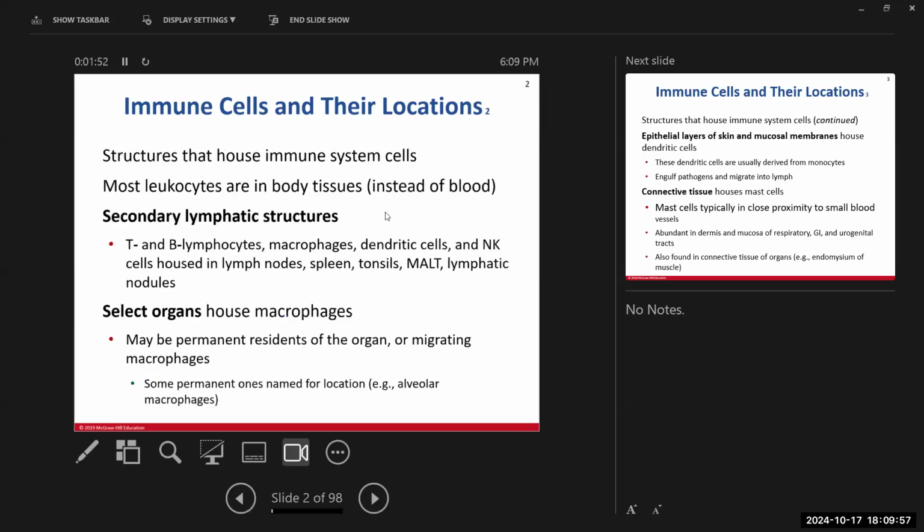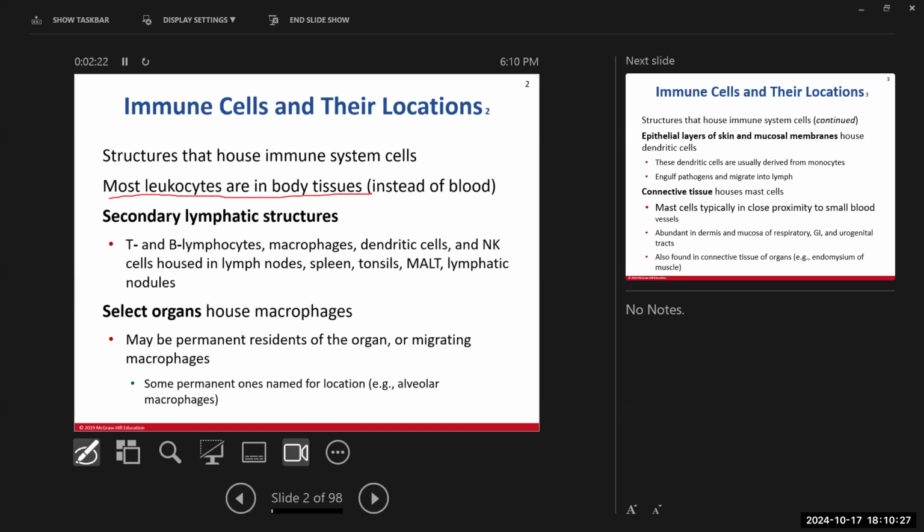Anyways, okay. So let's start talking about where these immune cells are located. This is something I mentioned before, but I'm going to highlight it here so you don't forget it. Most of your white blood cells are in your tissues, not your blood. A lot of folks think that most of the white blood cells are in the blood. They are not. So we're going to be talking about some of these tissues where they're housed.